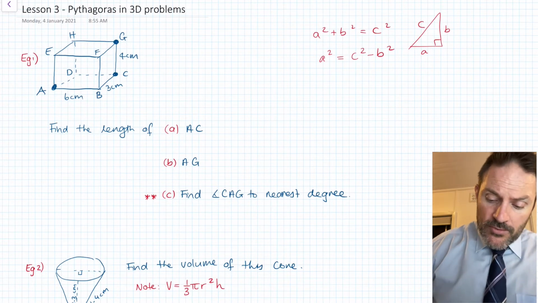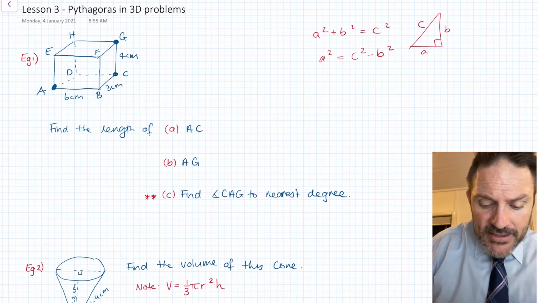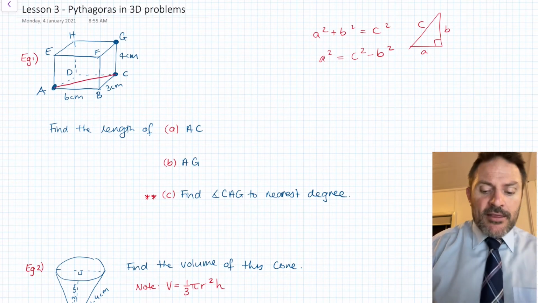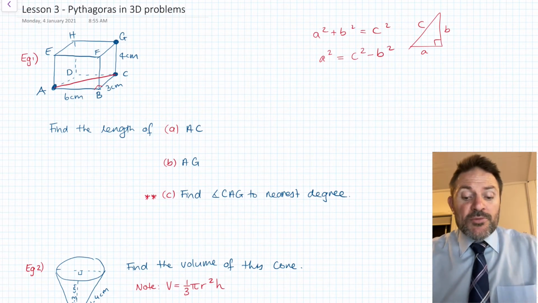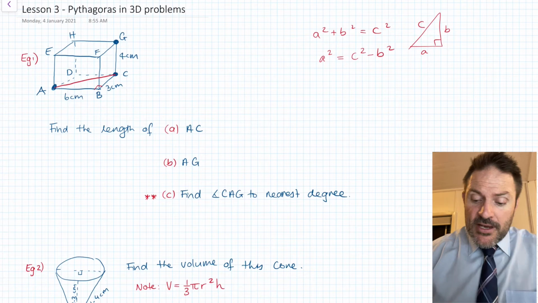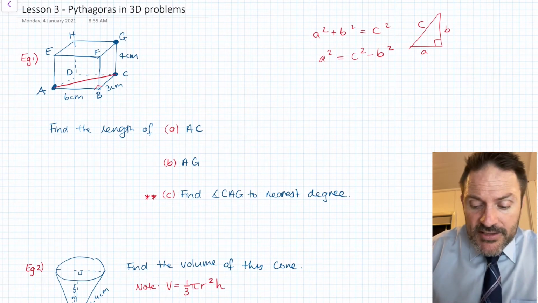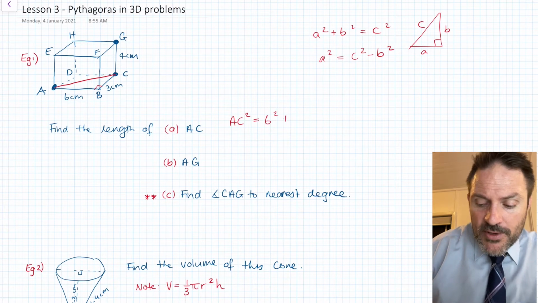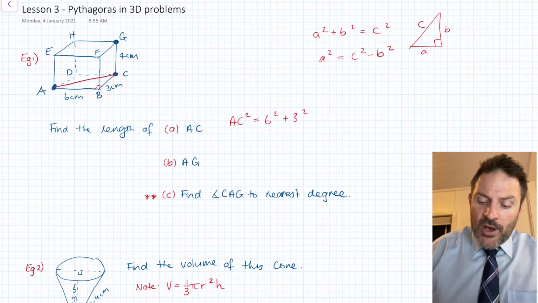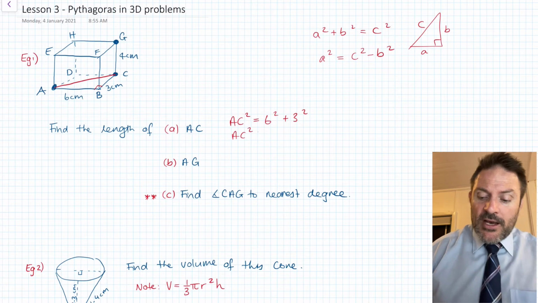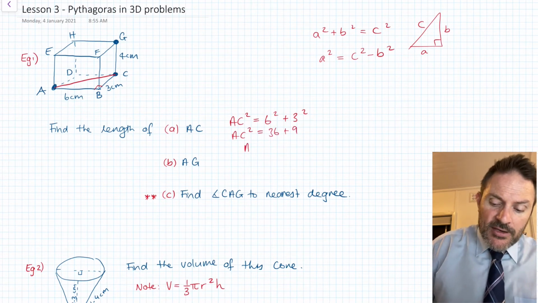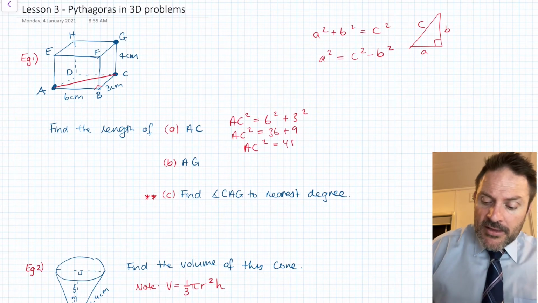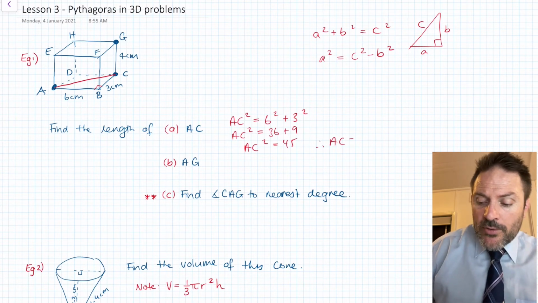So we want to find the length, first of all, of AC. Now, notice that because it's a rectangular prism or a cuboid, we know it's a right angle, which means automatically that we can use Pythagoras, because we can see that AC squared equals 6 squared plus 3 squared. We know that AC squared will now equal 36 plus 9. AC squared will equal 45. Therefore, AC equals the square root of 45.